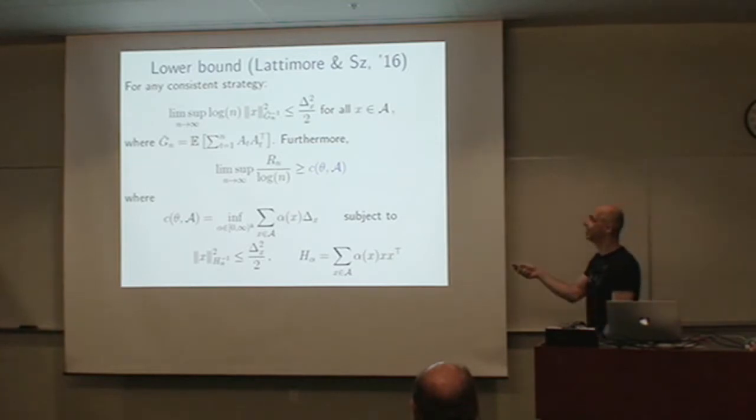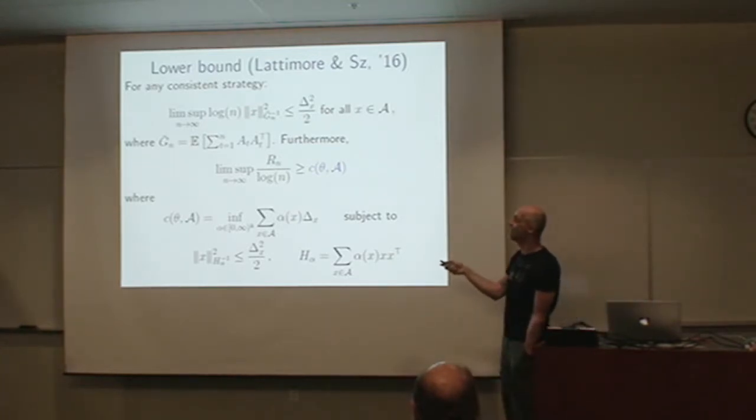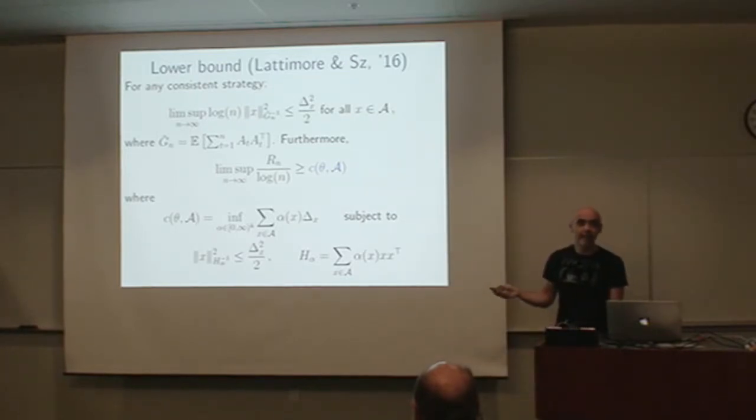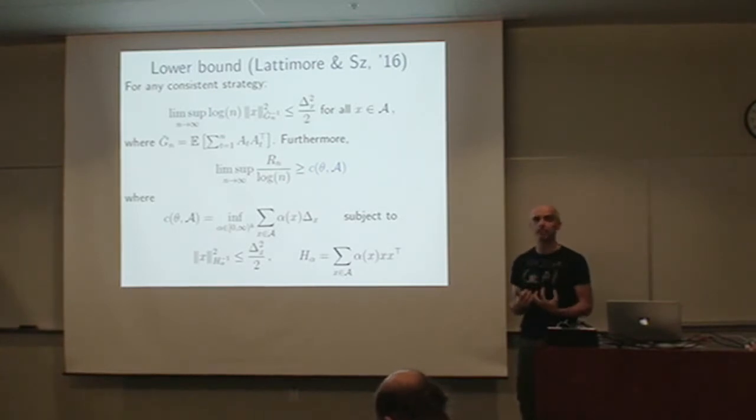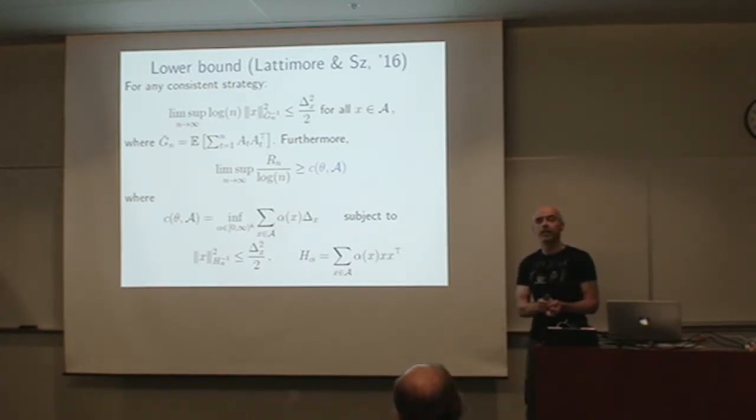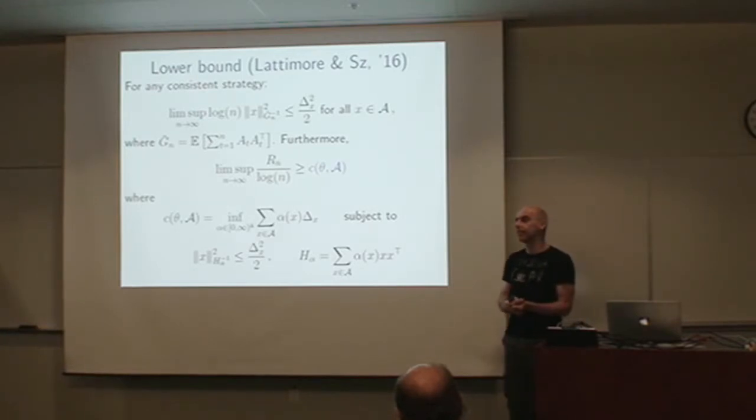So if you reorder this inequality, imagine that's not there. You multiply this by log n, that goes there. So that means that in the limit, Rn is at least c times this constant times log n. And then this constant captures the inherent difficulty of the problem. If the theta is nicely aligned with the action vectors, then this constant will be smaller, and if it's not nicely aligned, maybe it's going to be bigger.